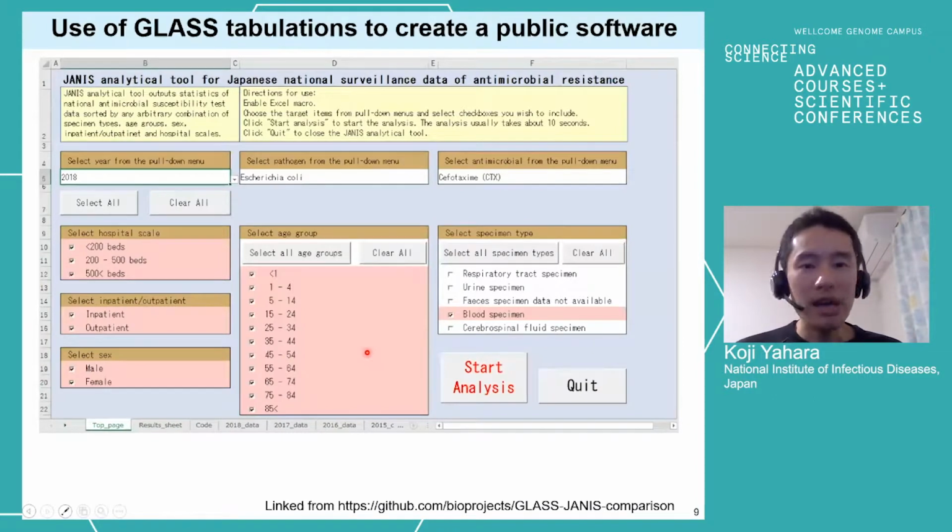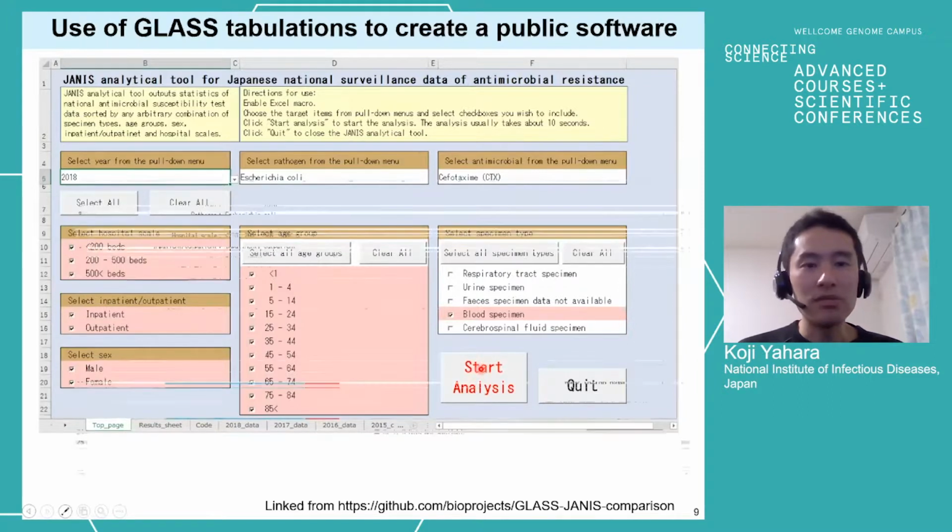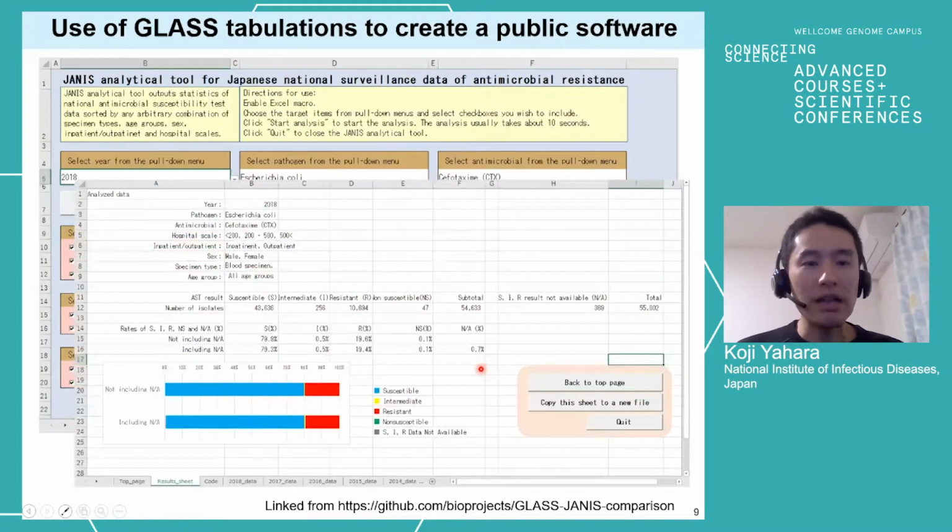As a publicly available product of the present study, we have created an Excel tool that stores and can analyze the national data in Japan, tabulated using the GLASS de-duplication method. It can be used by simple mouse clicking to generate stratified antibiograms according to GLASS.